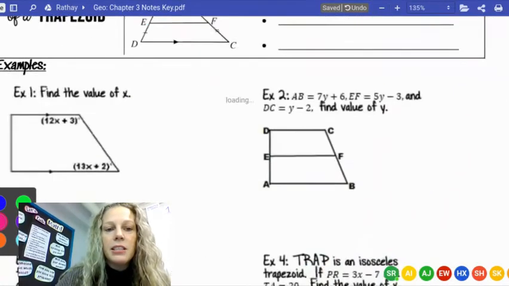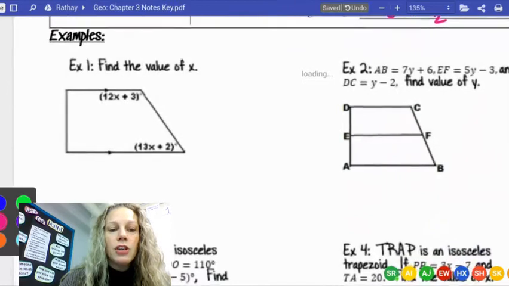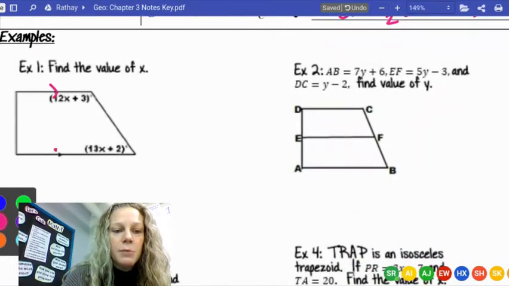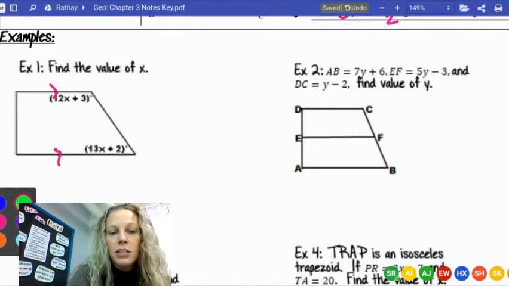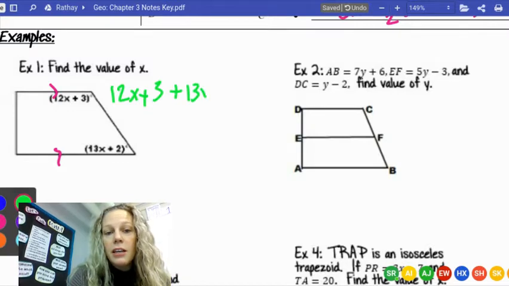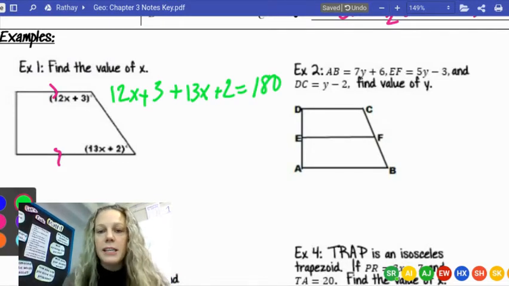Let's look at some practice questions. Here I have a trapezoid. It's a trapezoid because I have these guys marked parallel. When parallel lines are cut by a transversal, consecutive interior angles are supplementary. So 12x plus 3 plus 13x plus 2 must equal 180, and then we would solve that for x.